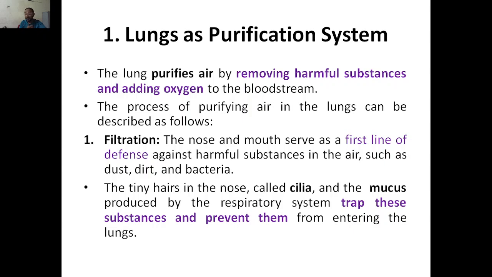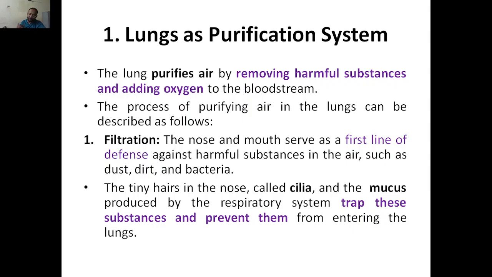The lung's major function is that whatever comes in, it will purify it. Whatever harmful substances are there, it will remove, and it will add only oxygen to the bloodstream. That is a very tough task, a very complex function that the lung is doing, but it is doing it very effectively. That's why every day we are able to do our daily activities.